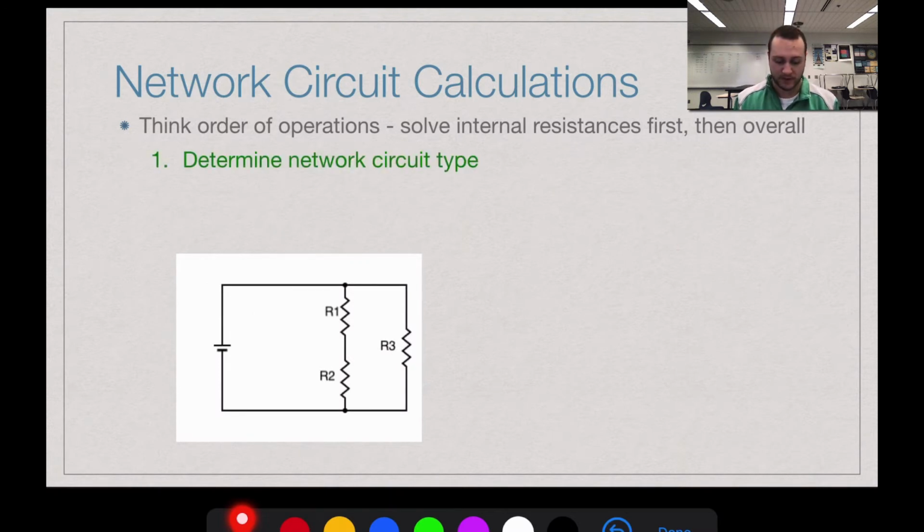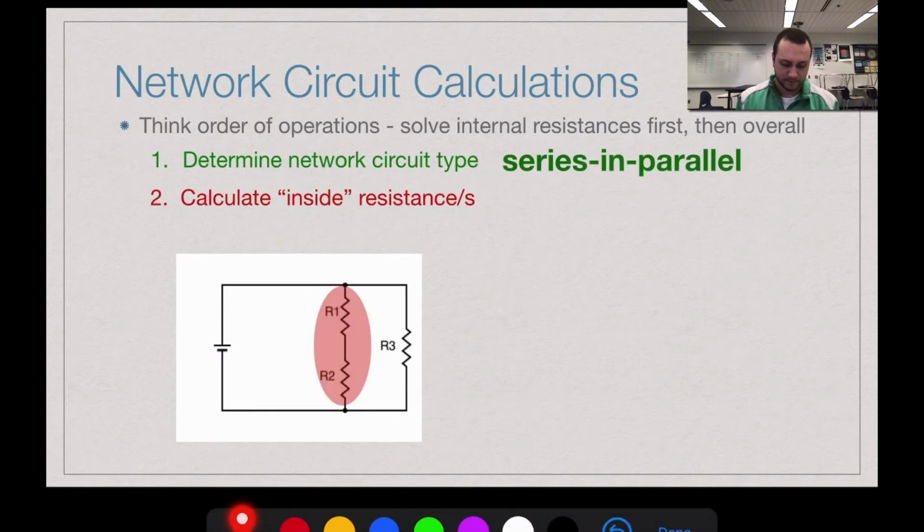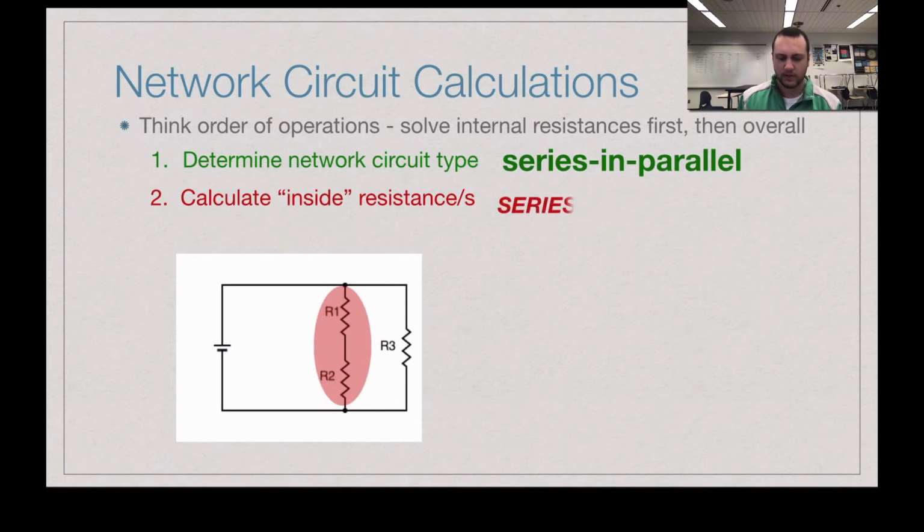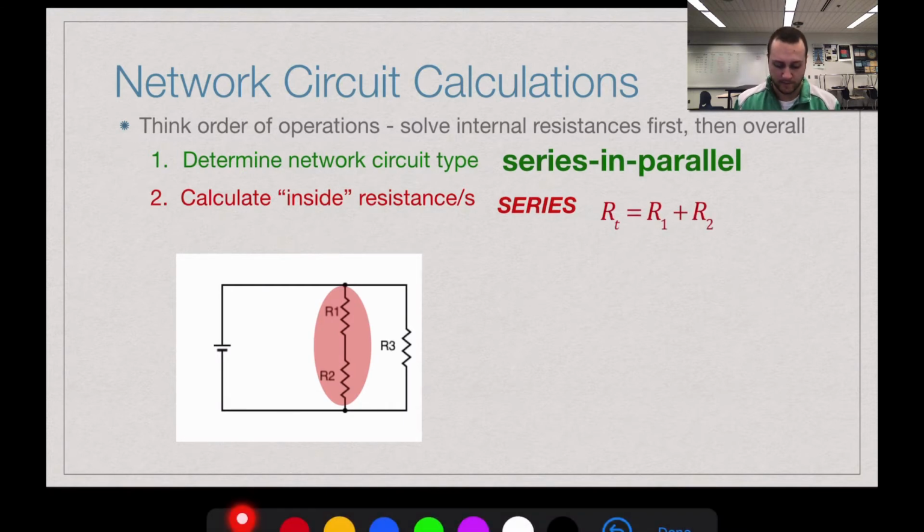What type of network circuit do we have? This would be our series in parallel because our internal circuit is going to be in series. The overall is then going to be in parallel. So first, we would use our series rules, which is going to be adding these together. So our total in series is R1 plus R2.